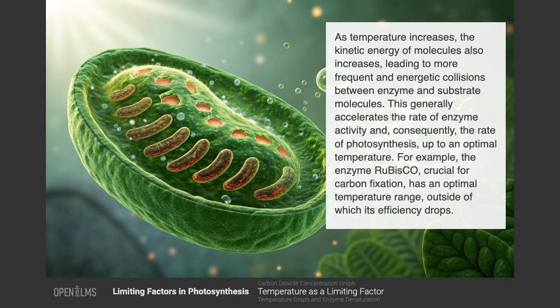As temperature increases, the kinetic energy of molecules also increases, leading to more frequent and energetic collisions between enzyme and substrate molecules. This generally accelerates the rate of enzyme activity and, consequently, the rate of photosynthesis up to an optimal temperature. For example, the enzyme rubisco, crucial for carbon fixation, has an optimal temperature range, outside of which its efficiency drops.